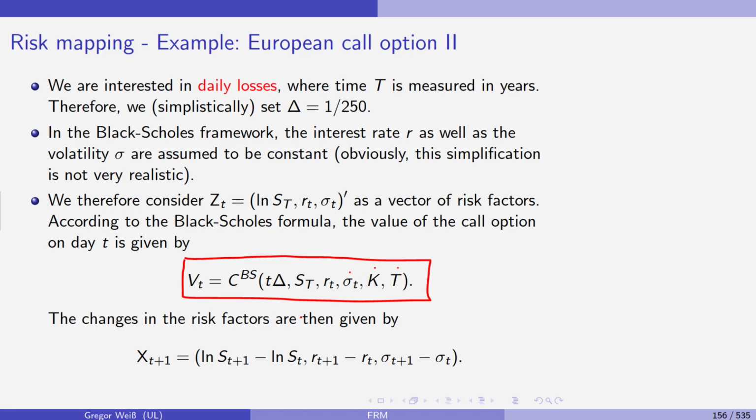The changes in the risk factors are then given as the log return of the stock, the change in the interest rate, and the change in volatility. Everything else is known and is deterministic. Okay, so we have three risk factors that we need in our risk mapping: log return of the stock, change in risk-free interest rate, and the change in the volatility.